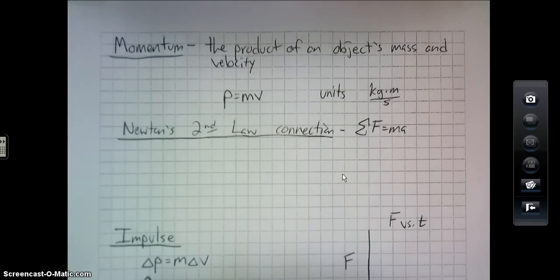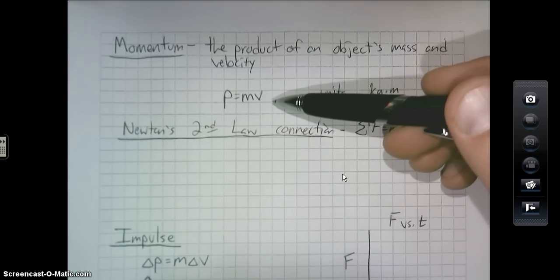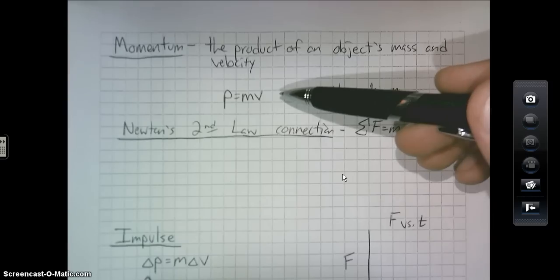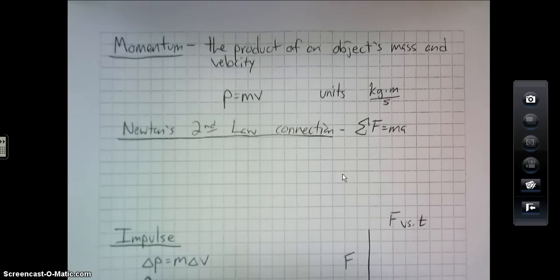Either way, the units are relatively simple. Mass units are kilograms, velocity units are meters per second, therefore giving us the ever so popular kilogram meter per second. I've also heard it just called kilograms times meters per second. I prefer just to say it all at once, kilogram meter per second, but that is the appropriate unit for momentum.